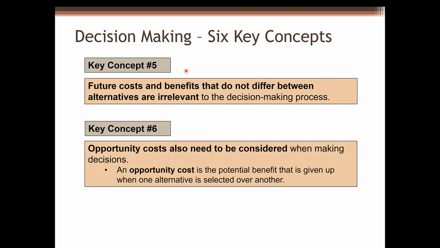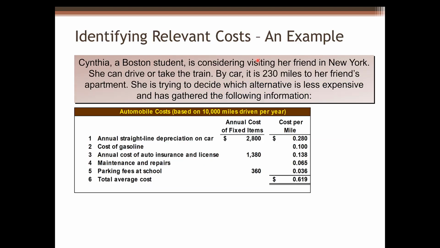Key concept number 5. Future costs and benefits, which do not differ between alternatives, are irrelevant to the decision-making process. Key concept number 6. Opportunity cost. An opportunity cost is a potential benefit which is given up when one alternative is selected over another. Opportunity costs also need to be considered when making decisions. Let's take a look at an example of identifying relevant costs.